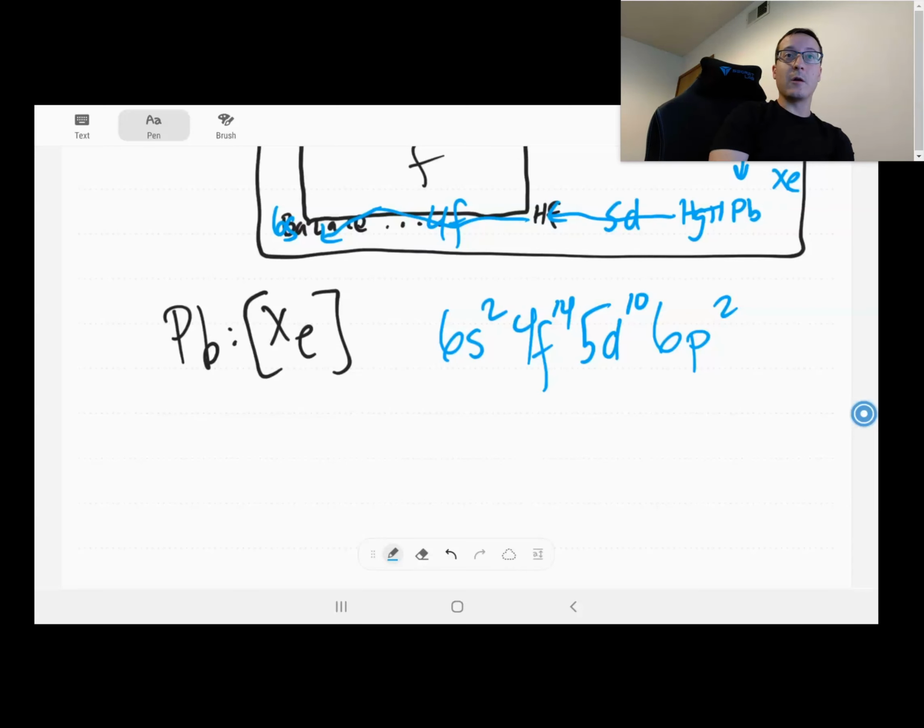Okay, so this part is already done. If we want to expand this to standard notation, we're going to have to figure out what xenon is. We're going to have to spell out xenon's electron configuration. So let's just put all this stuff at the end and go ahead and write out xenon's.